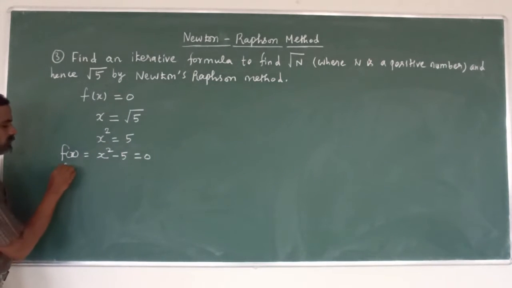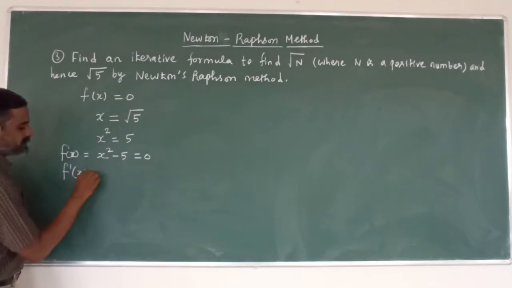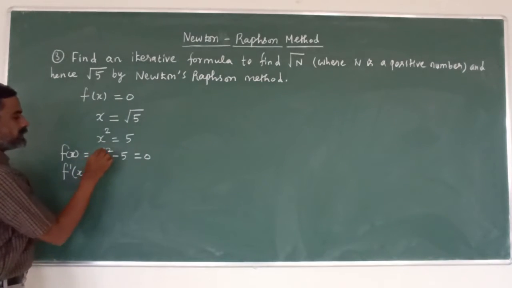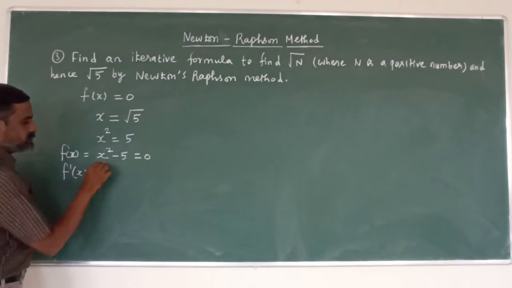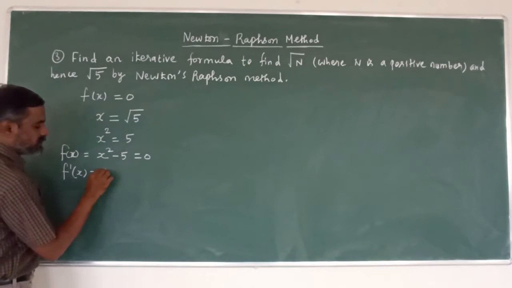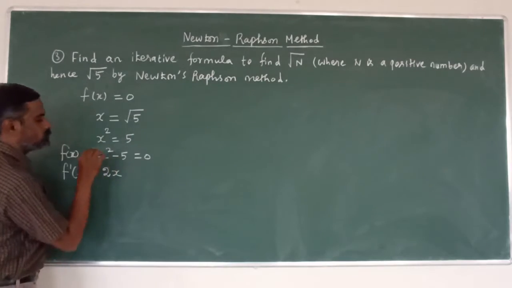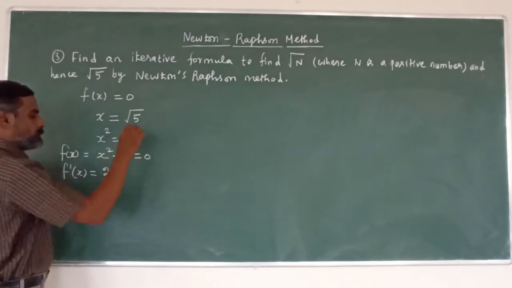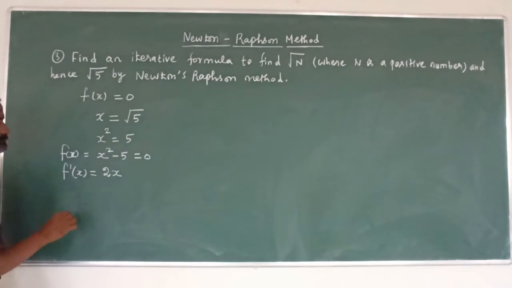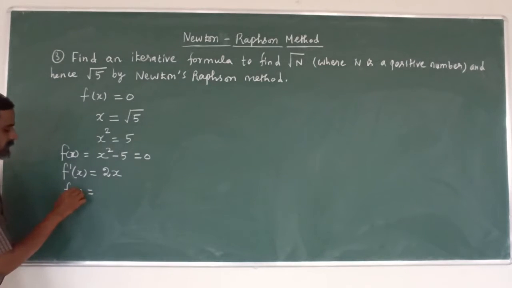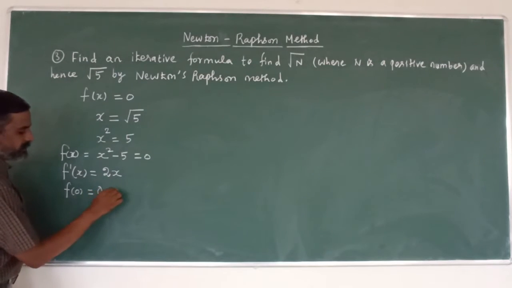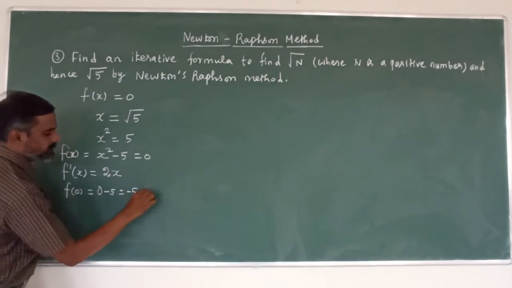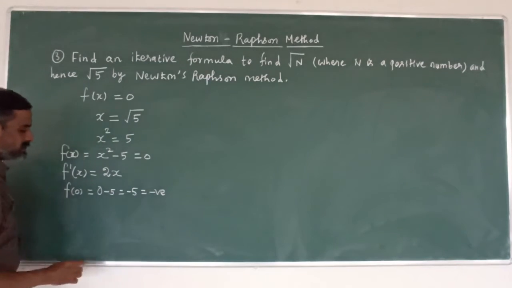Next to find out f dash of x, differentiation of f of x. X square differentiate with respect to x is 2x. This is for f dash x. Now the formula form. First we have to find out f of 0. To substitute the x value 0: 0 minus 5 equal to minus 5. This is a negative result.